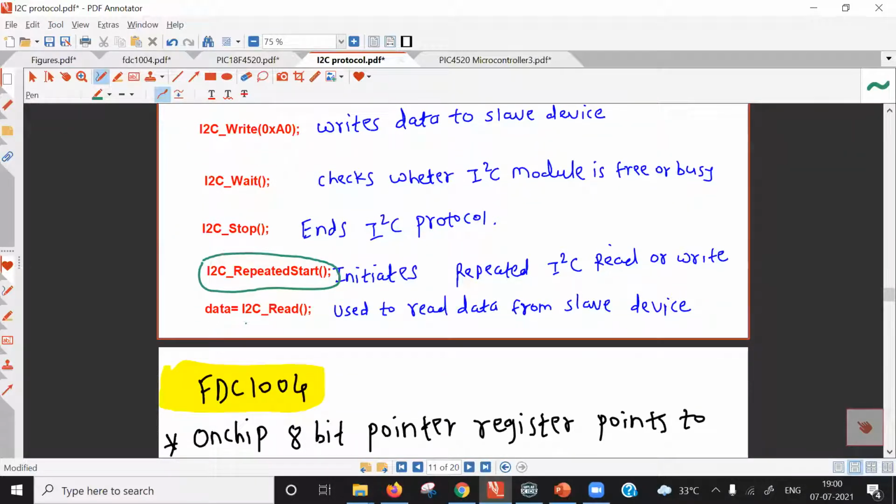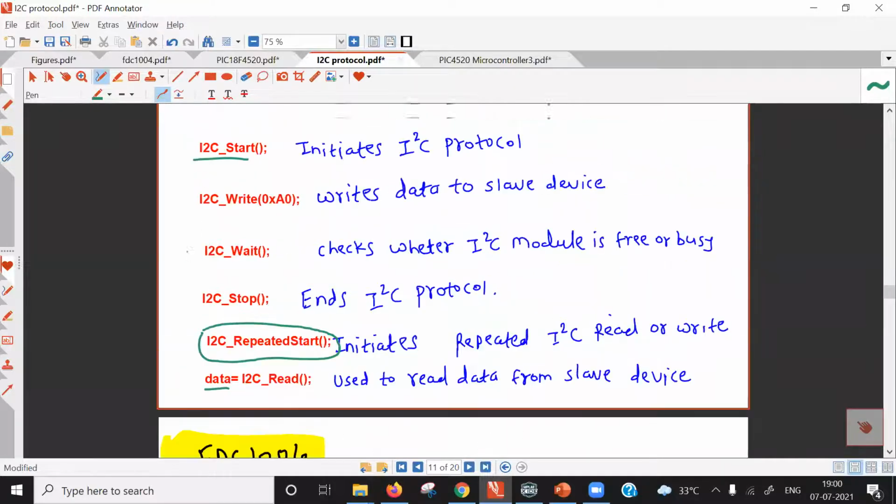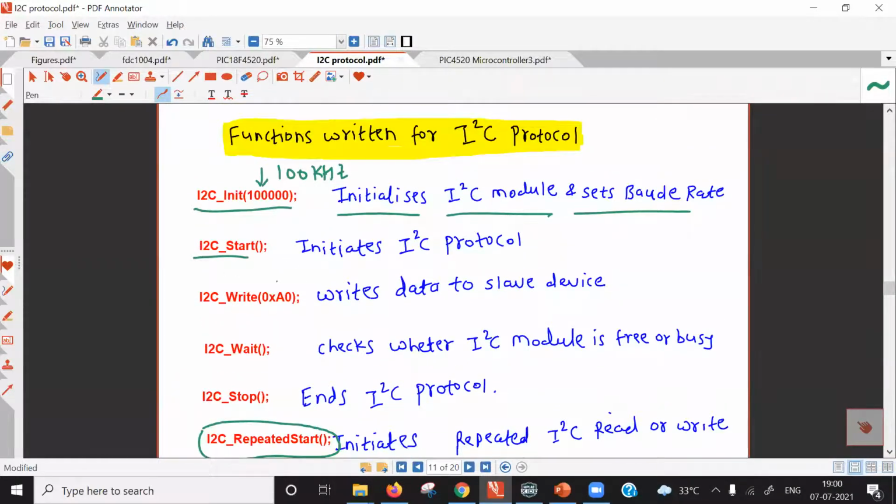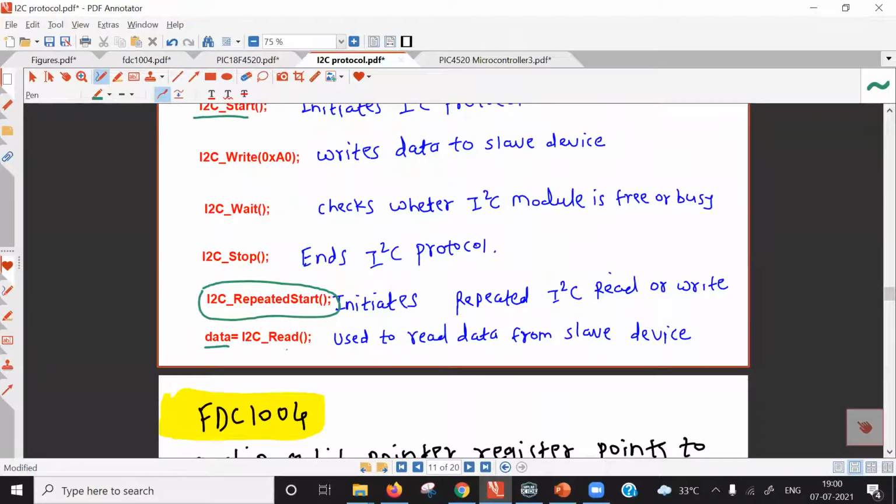And the last function is the I2C read function. It is used to read data from the slave device. So this function gives output data. That's why you will see here data is equal to some function name. All other functions here do not return any value. This last function, which is used for reading the data from the slave device, returns 8-bit data.